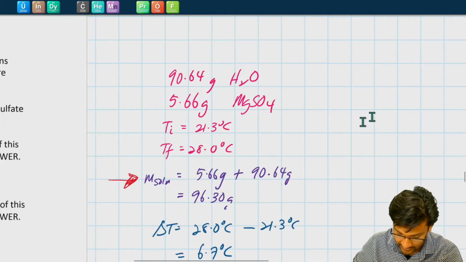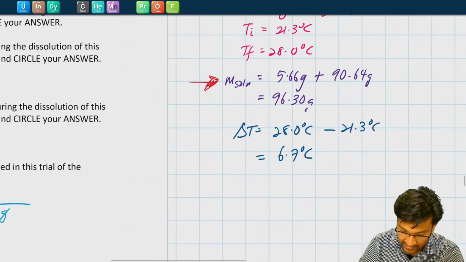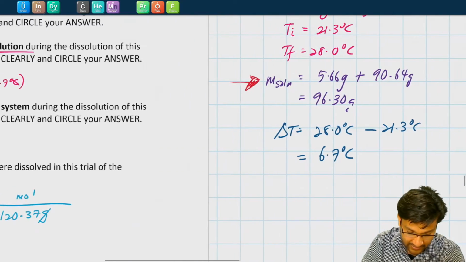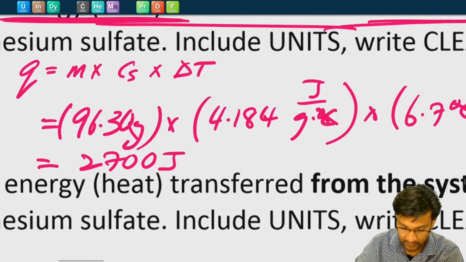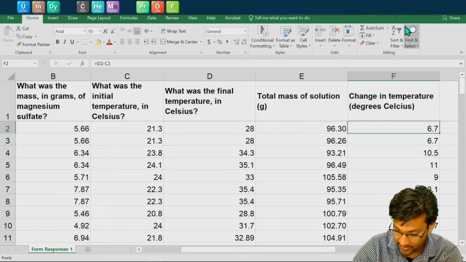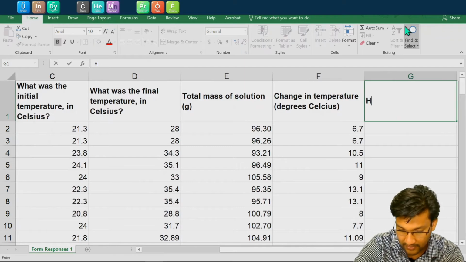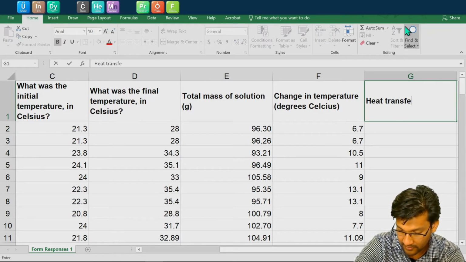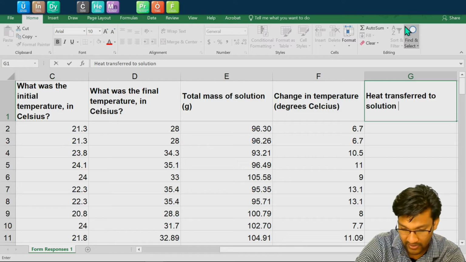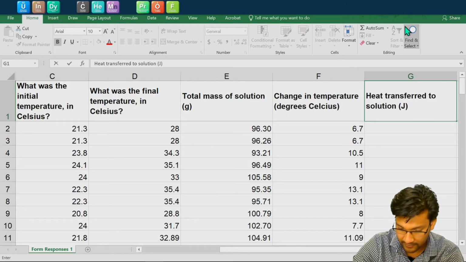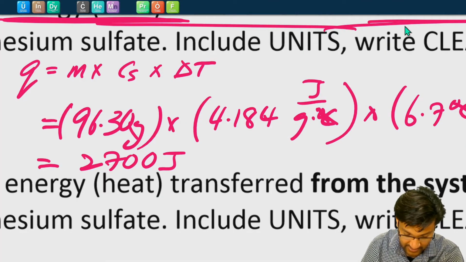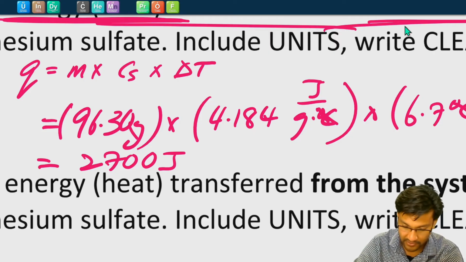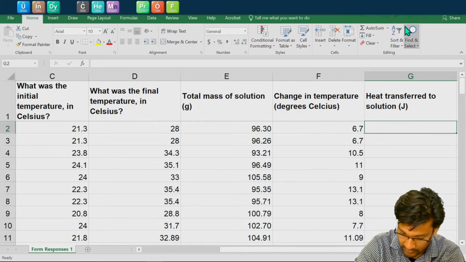The next step that we did here was we used the mass of the solution and the change in temperature to calculate the heat transferred to the solution using this equation. So let's do that as our next step. I'll put heat transferred to solution. And we know that this is in joules, so I'll put a little joule there. And so we know that this is going to be the mass times the specific heat capacity, which is 4.184, times the temperature change.